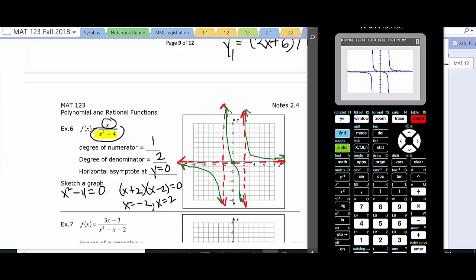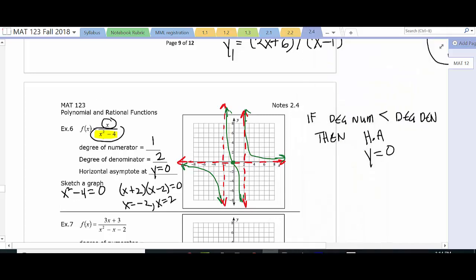Okay, so that's the idea. Is everybody following what I'm doing on the calculator? Okay. Because that's how I want you to graph these. I don't teach how you do this by hand in this particular class.